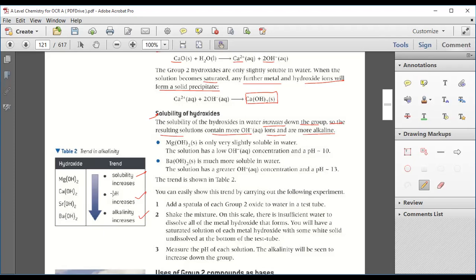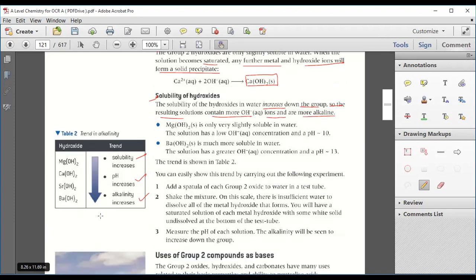What is pH? Concentration of OH negative ion. Or you can say the basic property is increasing. So barium hydroxide is a stronger base than magnesium hydroxide, because as we move down the group, metallic character increases. Metallic character increases means more basic oxide is formed.